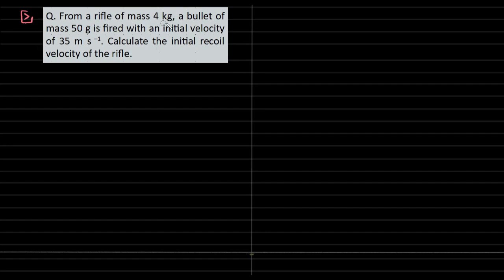From a rifle of mass 4 kg, a bullet of 50 grams is fired. This is in kg, this is in grams. It is fired with the initial velocity of 35 meters per second. Calculate the initial recoil velocity of the rifle.